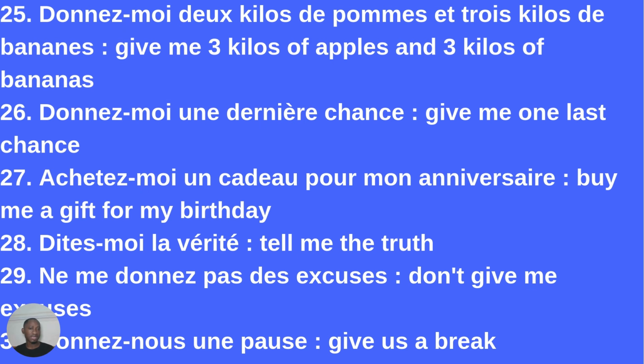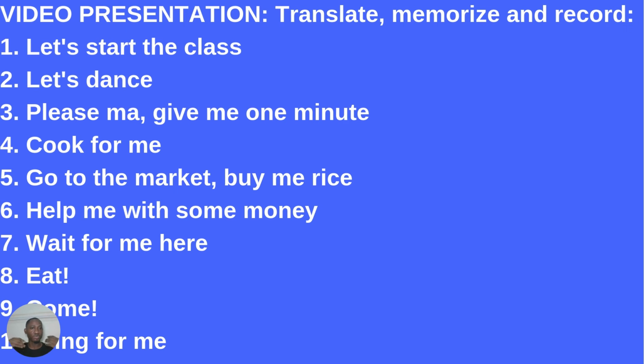Ne me donnez pas des excuses. So donnez-moi is give me. What about don't give me? Instead of ne donnez pas, which is don't give, now the me comes before the verb. Ne me donnez pas. Don't give me des excuses. Ne me donnez pas des excuses. Donnez-nous. Obviously, just as you can say give me, donnez-moi, you can also say donnez-nous, which is give us. So in this case, donnez-nous une pause, give us a break. Donnez-nous une pause.